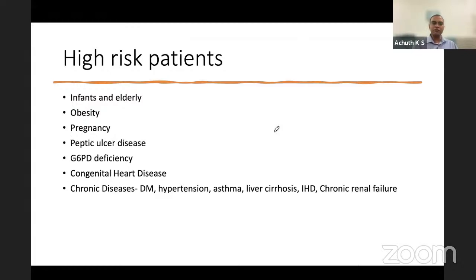Who are high risk patients? Infants and elderly because of low immunity, obese people, and pregnancy are high risk factors. Also peptic ulcer disease, G6PD deficiency, congenital heart disease, and those who have chronic health diseases: diabetes mellitus, hypertension, asthma, liver cirrhosis, IHD, and chronic renal failure. All these form high-risk patients for contracting dengue disease. Remember the 7 points, which are very important.